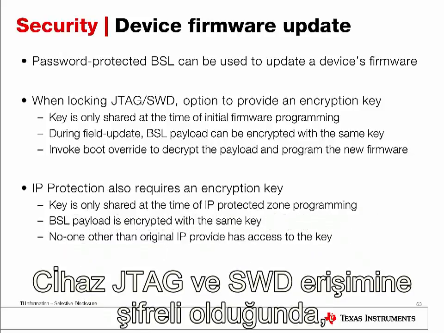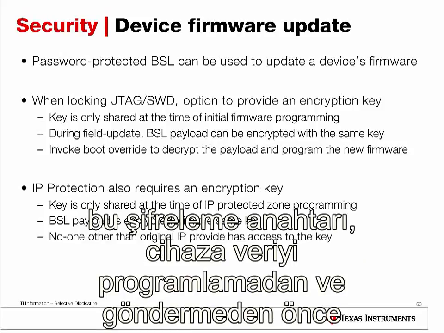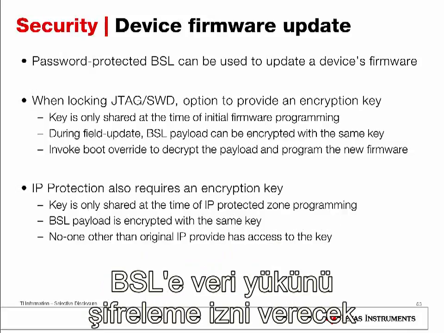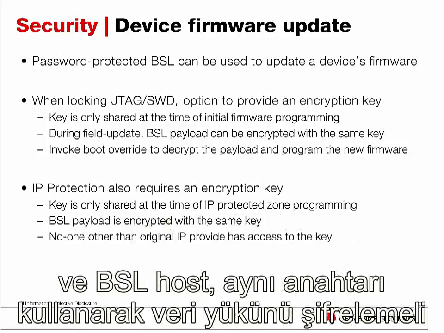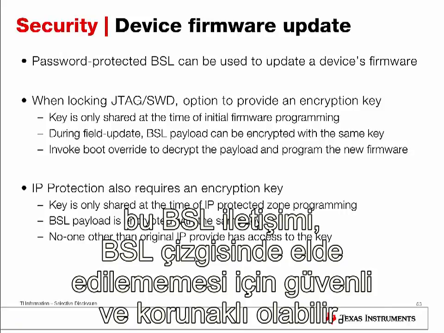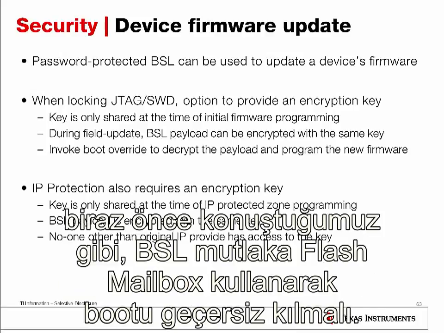When the device is locked from JTAG and SWD access, the user has the option to provide an encryption key. This encryption key will allow the BSL to encrypt the payload before programming and transferring the data over to the device. So the key is only shared at the time of initial firmware programming, and then the BSL host must encrypt the payload with the same key so that the BSL communication can be secured and protected from any snooping on the BSL line. Once the encrypted payload is transferred over to the device, the BSL must then invoke the boot override using the flash mailbox as we just talked about.